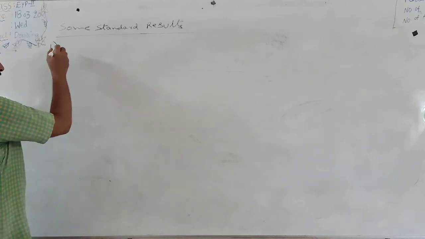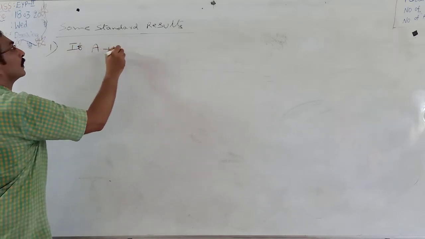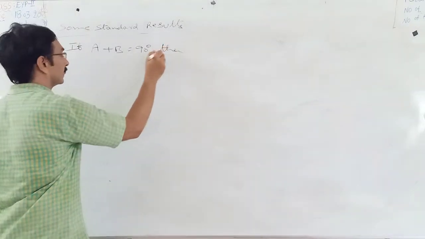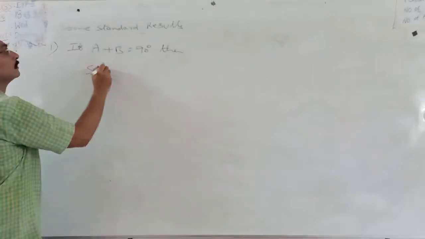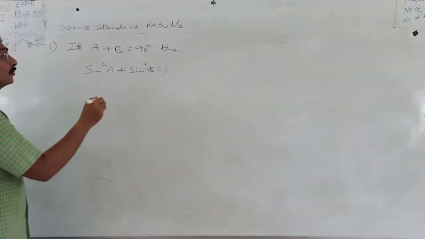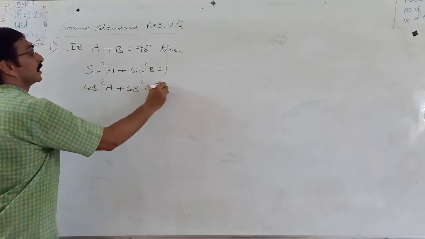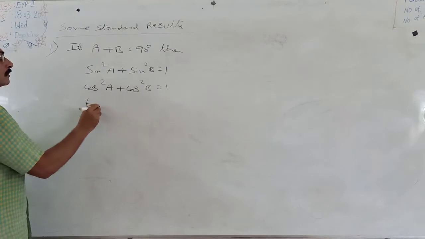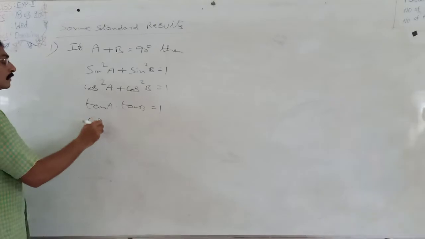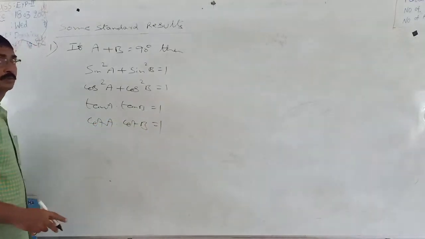See some standard results of them. First one, if a plus b equal to 90 degrees, then sin square a plus sin square b equal to 1, cos square a plus cos square b equal to 1, tan a into tan b equal to 1, cot a into cot b equal to 1.